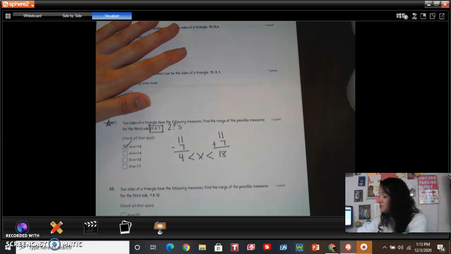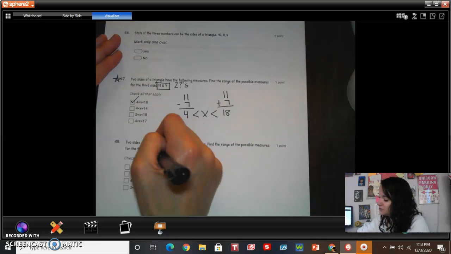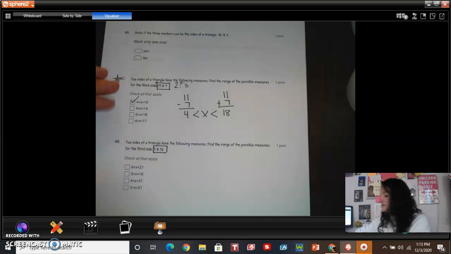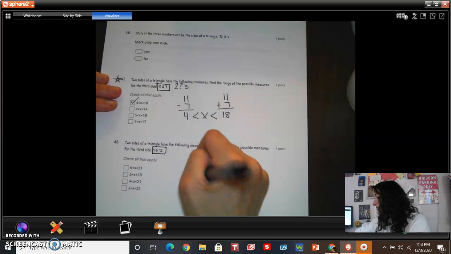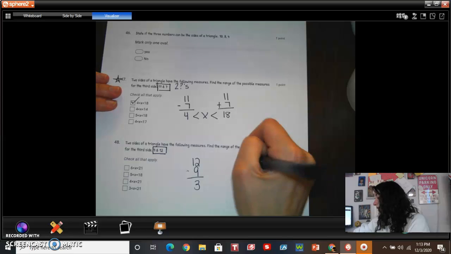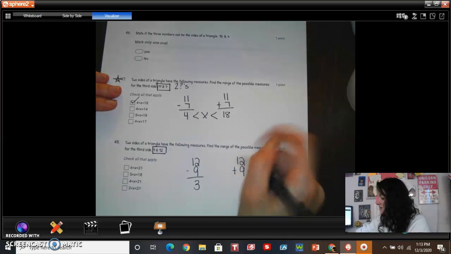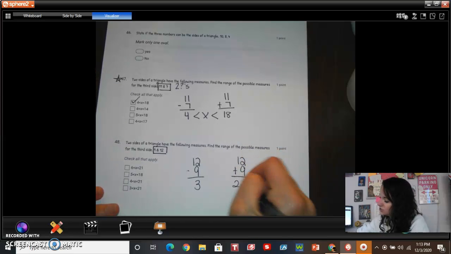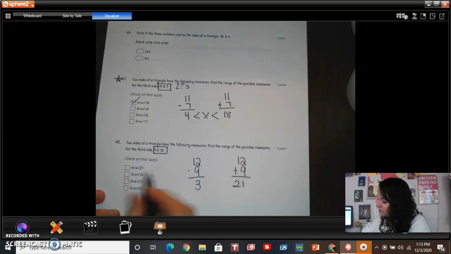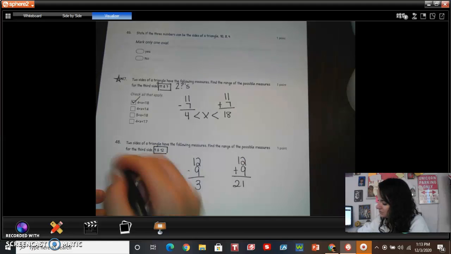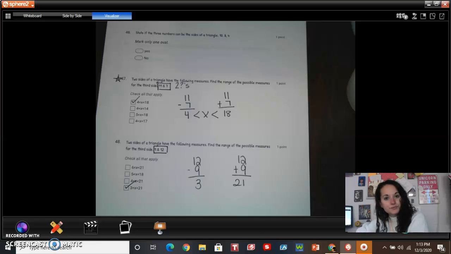Ta-da! Let's do another one. For this one here, we're given 9 and 12. So we would do 12 minus 9, which is 3, and then 12 plus 9, which is 21. So 3 and 21. And that's all you do.